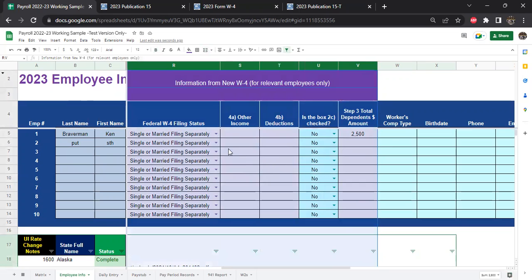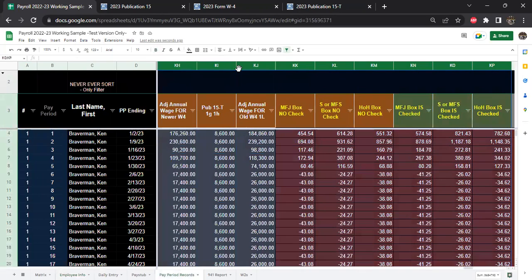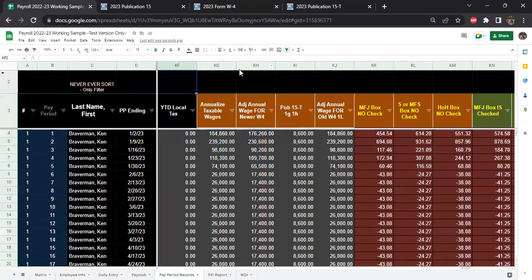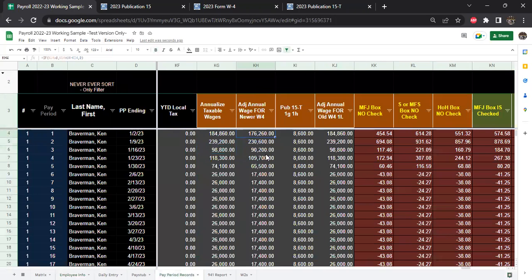The reason you need that is to calculate federal withholding, which are these formulas right here. So all the formulas I have in the file to do everything, you need to have that information that was just answered about the new W-4. So let's talk about what all this programming is and how this works. This is about the quickest way to do it to make sure you have all scenarios covered.